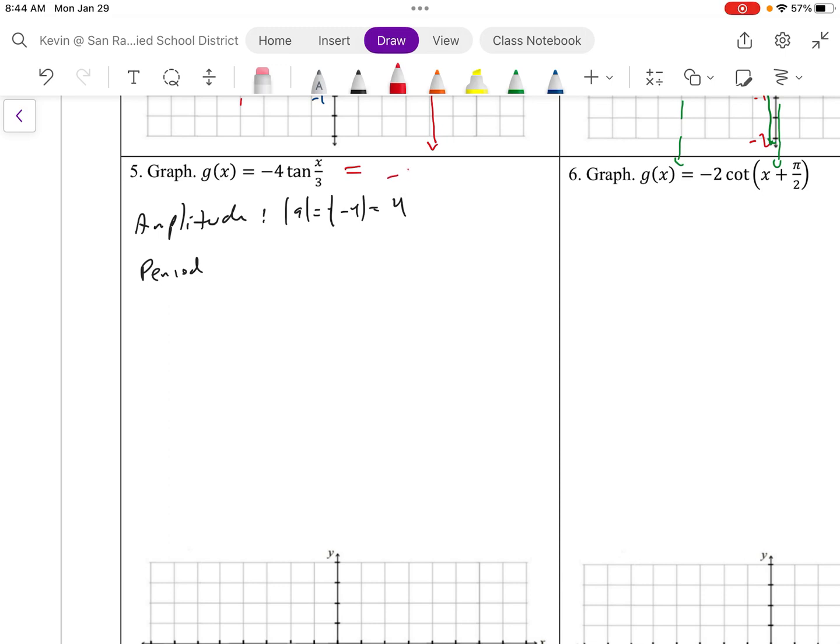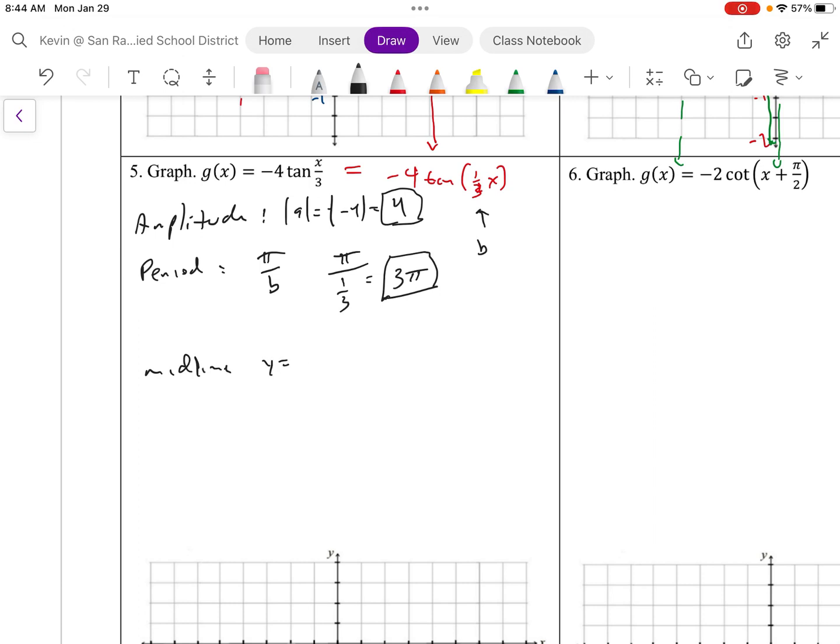let's look at how this is another way to rewrite this. This would be -4 tangent of 1/3 x. So indeed, I have a b. So if my period is pi over b, b in this case is 1/3. So this is going to be pi divided by 1/3, which equals 3 pi. So there's my period. There's my amplitude. Okay, my midline is the usual, y equals 0.